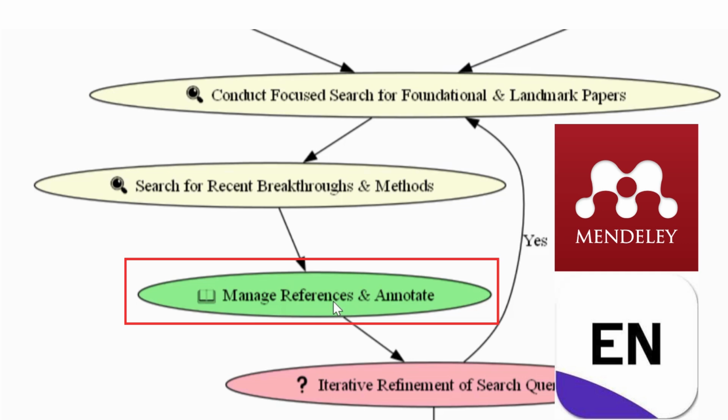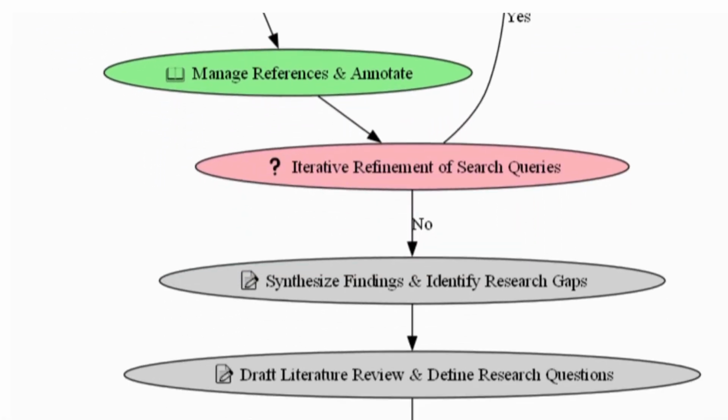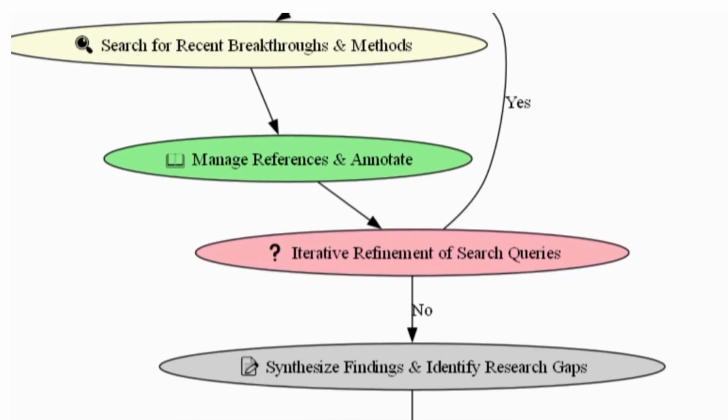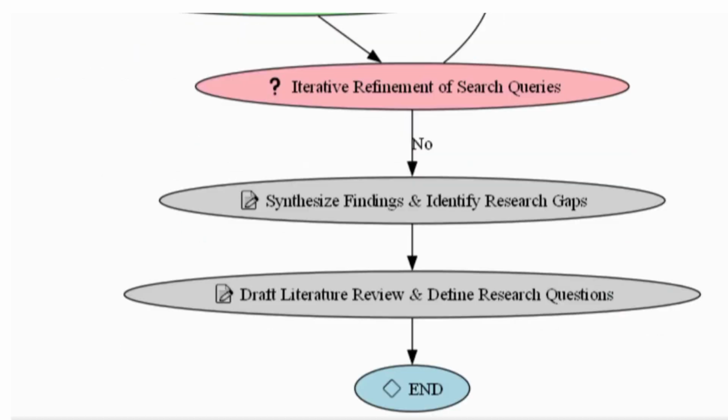As you gather papers, organize them using a reference manager like Mendeley or EndNote. Annotate key points, methodologies, and results to make later synthesis easier. Periodically evaluate if your research needs refinement. Are you finding the relevant papers? Do you need to adjust your query or expand your scope? If so, revisit the previous steps until you are confident that you have a comprehensive set of literature.